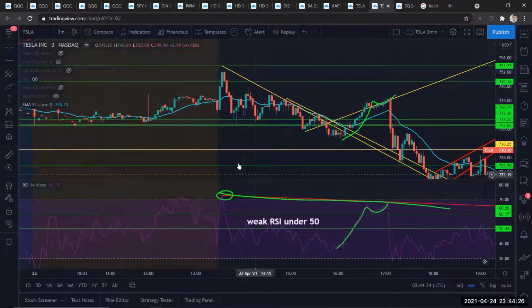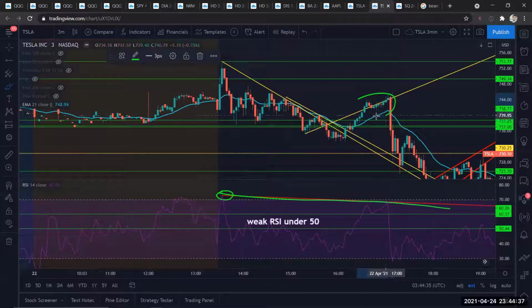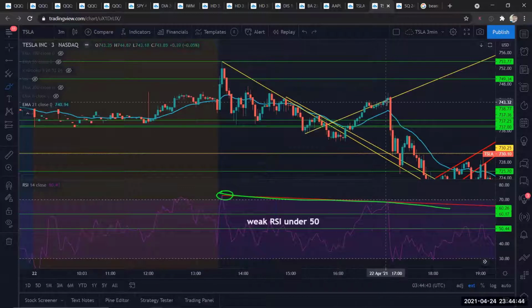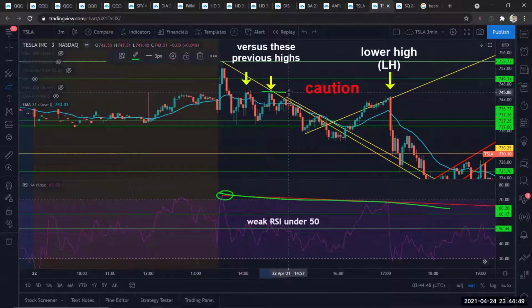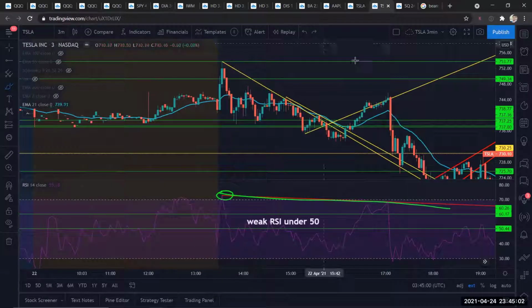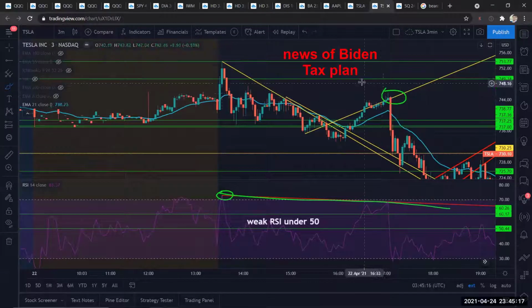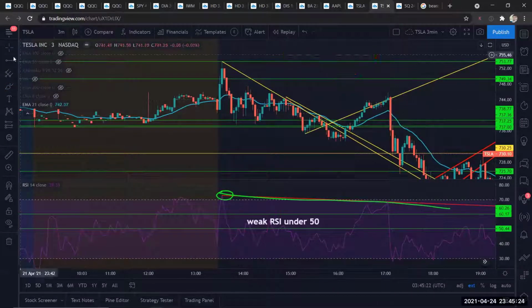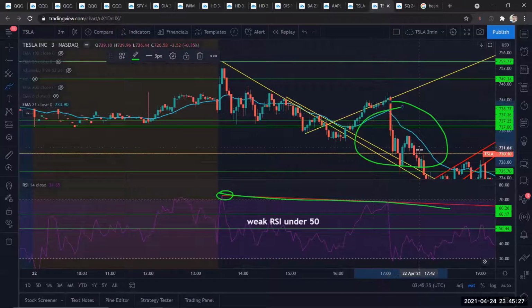It just so happens that over here we're riding on this yellow trend line, and that's something you would also have to take into consideration. You also are looking at these highs here. If the price can't pass these highs, then you already know that this is going to be weak. And so what happened here, Biden released news on tax changes that he plans to implement. So the market took a reactionary sell-off to that news.